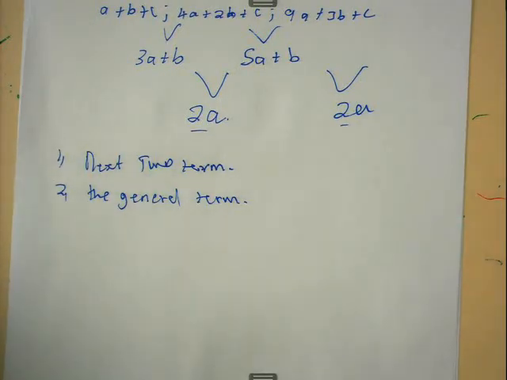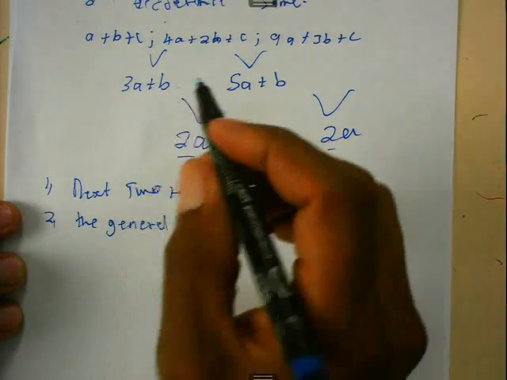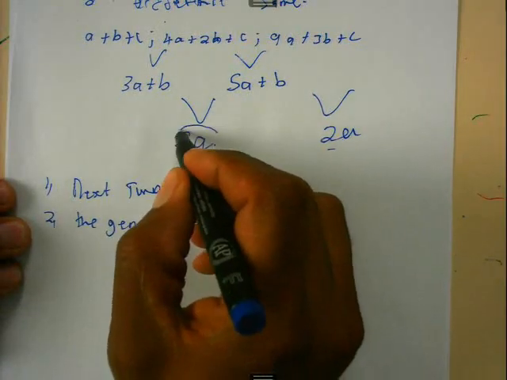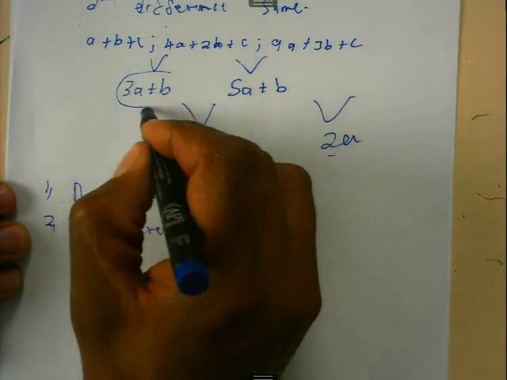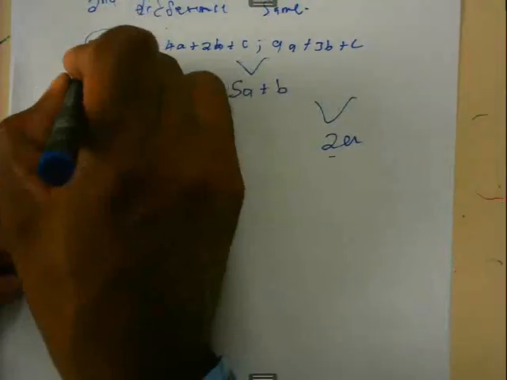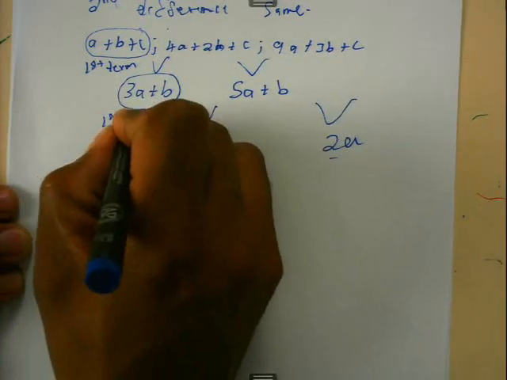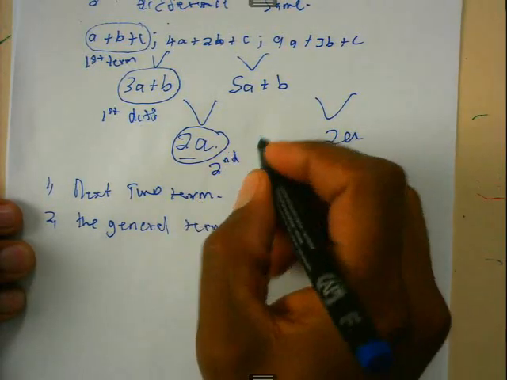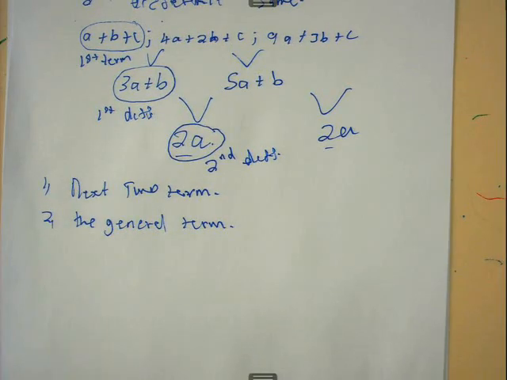Now, the question will be, how do you determine the general term? For a quadratic pattern, you know there are many ways to find the general term, but most of the time we take the second difference here. We also take the first term of the first difference, as well as the first term. This is the first term. This is our first difference. This is our second difference. The three first terms there are very, very important.